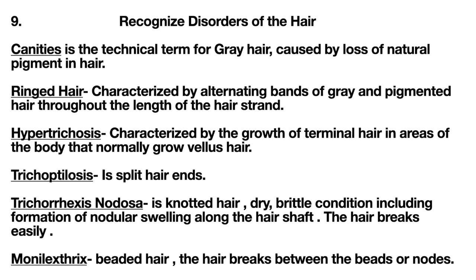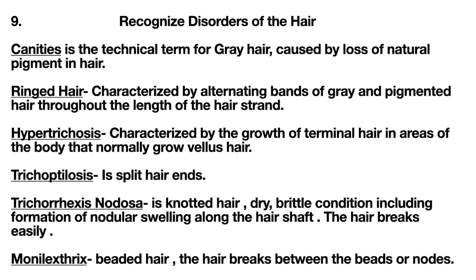Recognize disorders of the hair. Canities is the technical term for gray hair caused by loss of natural pigment in the hair. Ringed hair is characterized by alternating bands of gray and pigmented hair throughout the length of the hair strand. Hypertrichosis is characterized by the growth of terminal hair in areas of the body that normally grow vellus hair. Trichoptilosis is split hair ends, also known as split ends.